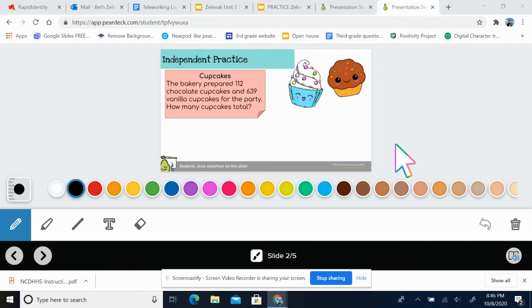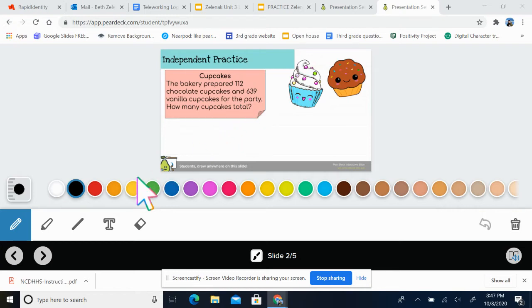Let's take a peek. Cupcakes. The bakery prepared 112 chocolate cupcakes and 639 vanilla cupcakes for the party. How many cupcakes total? Well, right now I see that the bakery is making 112 chocolate cupcakes and 639 vanilla cupcakes. Wow, that sounds delicious. Now I look at this last question and it's asking how many cupcakes total. I need to figure out how many total cupcakes they have prepared. That tells me I will add.